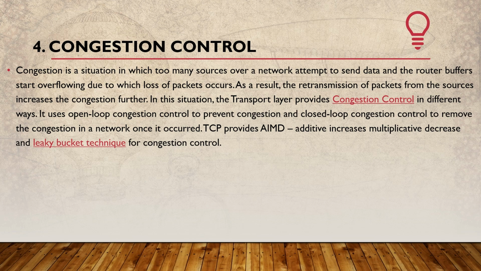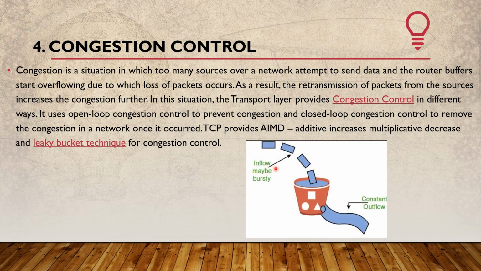It uses open loop congestion control to prevent congestion, and closed loop congestion control to remove congestion in the network once it has occurred. The two techniques: one is to prevent, one is to remove congestion. To prevent, open loop congestion control; to remove congestion in the network, closed loop congestion control. In TCP, it provides AIMD, which means additive increase, multiplicative decrease, and the leaky bucket technique for congestion control.